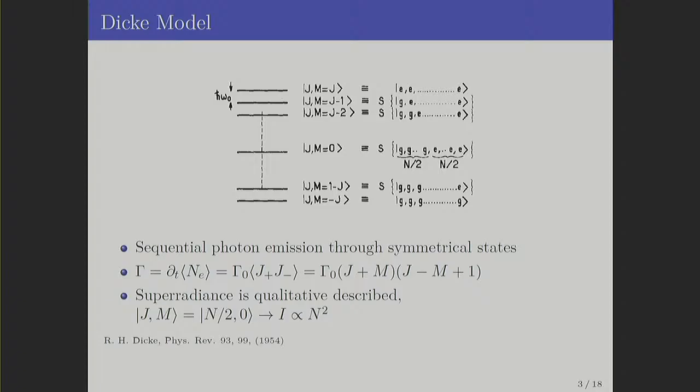The first person that studied these problems was Dicke, with the famous Dicke model in the seminal paper of 1954. He described these systems, atomic ensembles, as a system of coupled spins. His description of spontaneous emission was a sequential photon emission through symmetrical states from a maximum excited state to the ground state. And he could reach a qualitative description of superradiance.